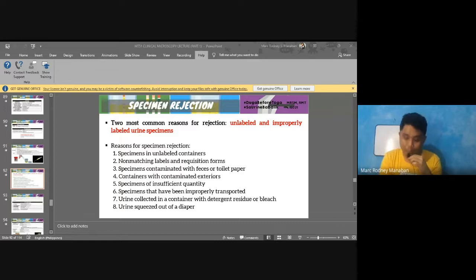Specimens that have been improperly transported, urine collected in a container with detergent, residue, or bleach, and urine squeezed out of a diaper. Of course, specimens from a diaper cannot be used because it can introduce diaper fibers into your specimen. These diaper fibers can make your examination difficult, especially in microscopic examination. Number 7, why not detergent, residue, or bleach? Of course, because of the interference of bleach with your chemical reactions. And number 5, QNS.